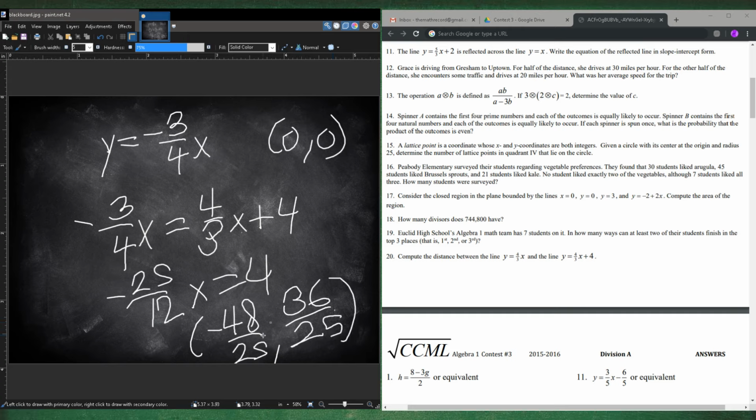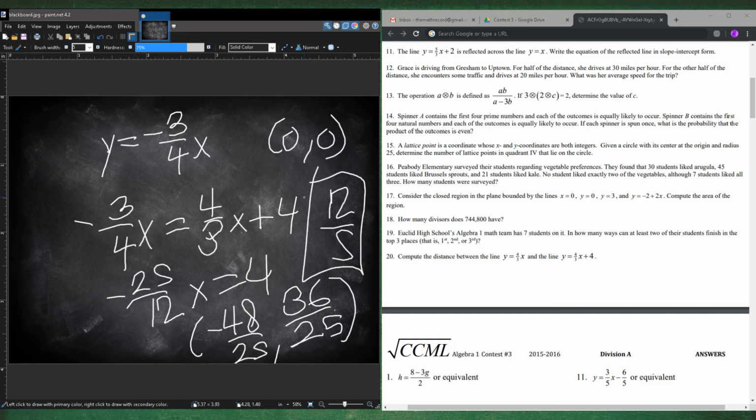And then since this is 0, 0 and this is negative 48 over 25, 36 over 25, you subtract the values from each other, square them and add them, and then you find the distance, because it's the distance between 2 points. So it's negative 48 divided by 25 minus 0, squared, plus 36 divided by 25 minus 0, squared. So doing this in your calculator, and then you square root that amount, which gets you 12 over 5, basically.